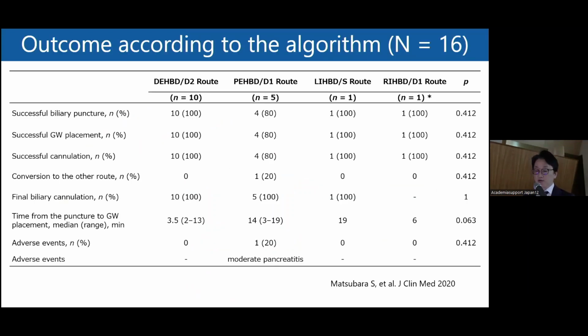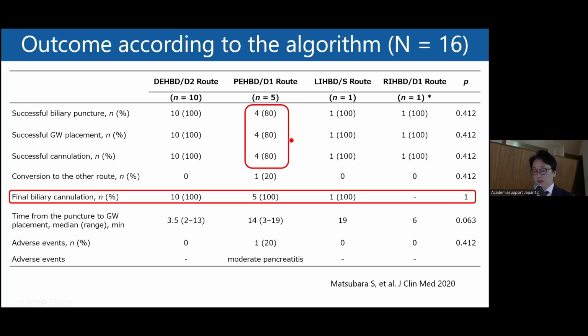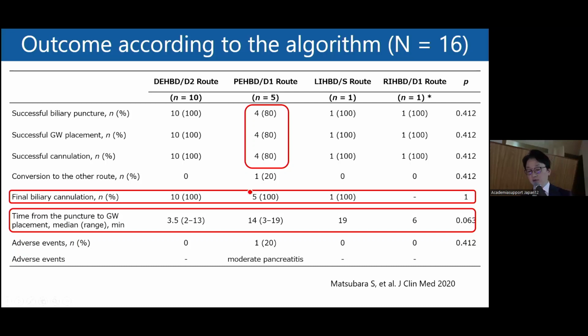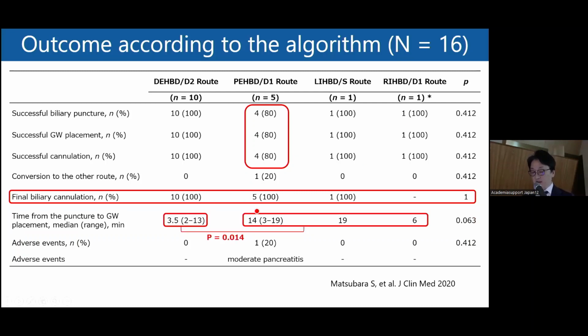Outcome according to the algorithm in our institution: the D2 route, short scope position, is the most used approach. A D1 route failed in one case, but finally success was achieved in all cases. Final biliary cannulation was successful in all cases, and the time from the puncture to guide wire placement was lowest in the D2 scope position route than the other three routes.